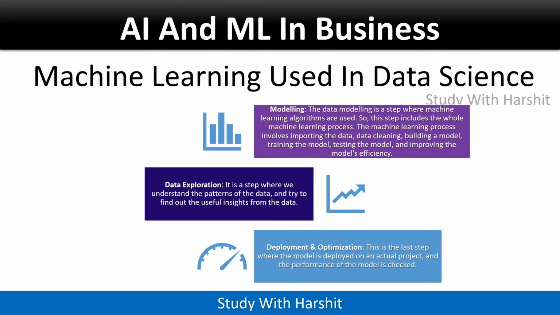Machine learning used in data science. Modeling. Data modeling is a step where machine learning algorithms are used. So, this step includes the whole machine learning process. The machine learning process involves importing the data, cleaning, building a model, training and testing the model, and improving the model's efficiency. Data exploration.